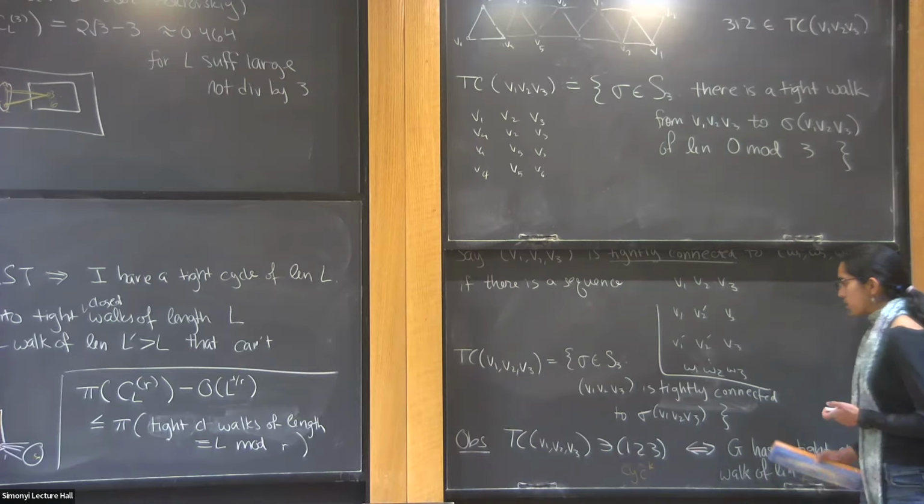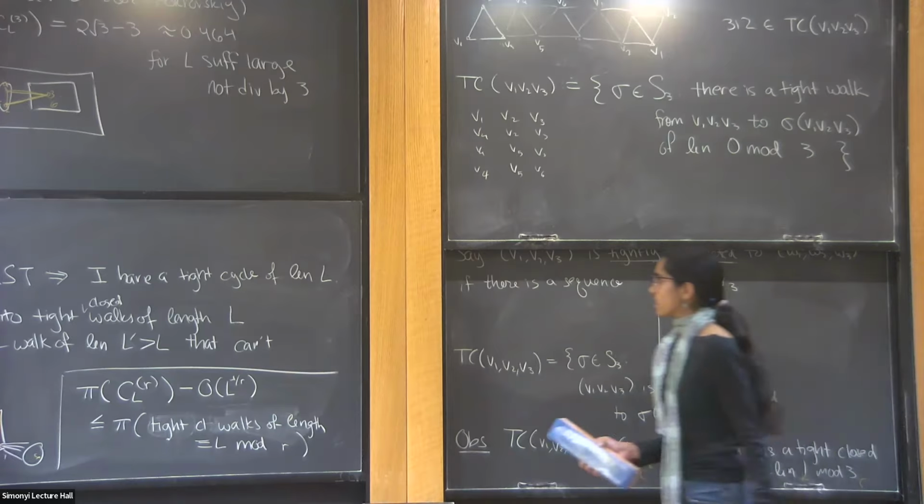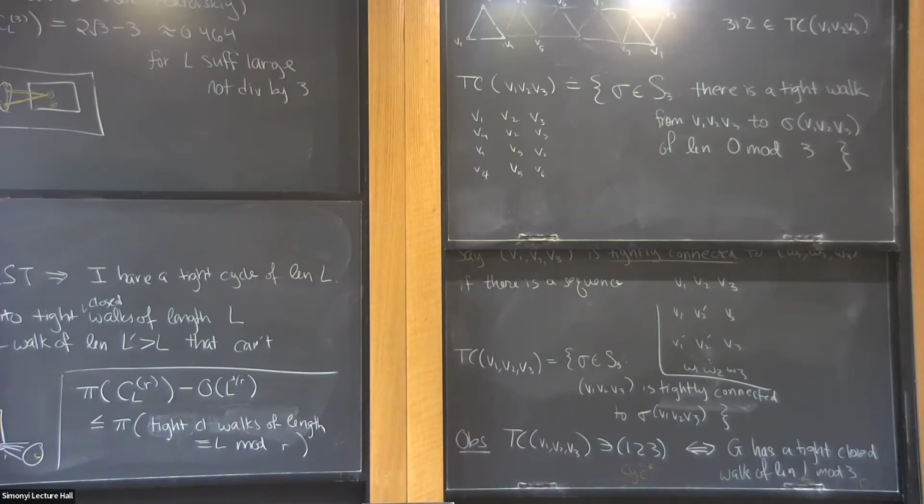So what I want to do is try coloring the edges of my hypergraph by their tight connectivity groups and see if I can profit. So let's just use this slide. I want to color each edge of G to represent its tight connectivity group.